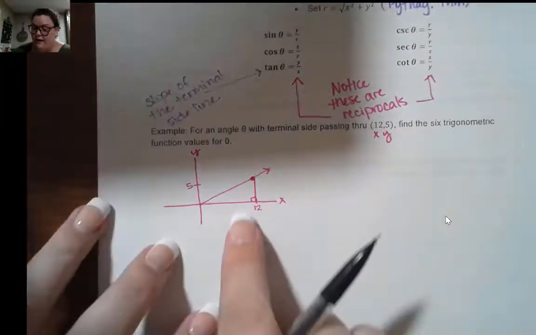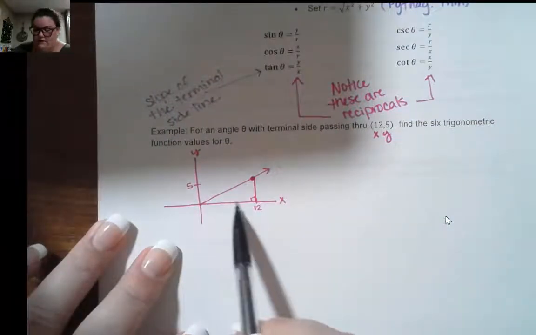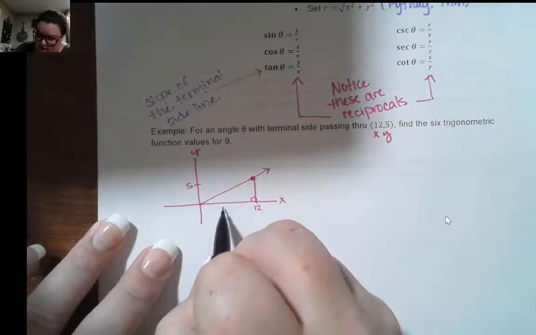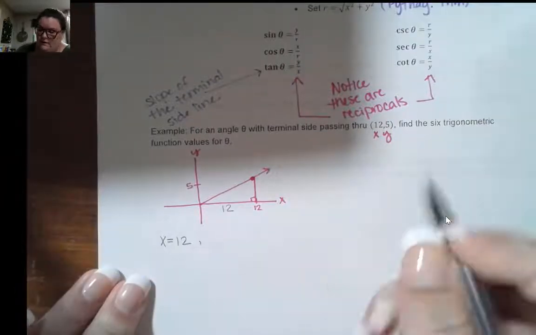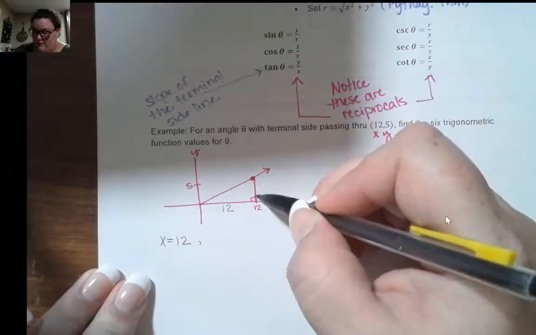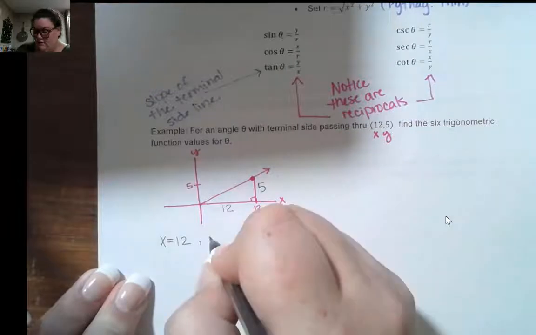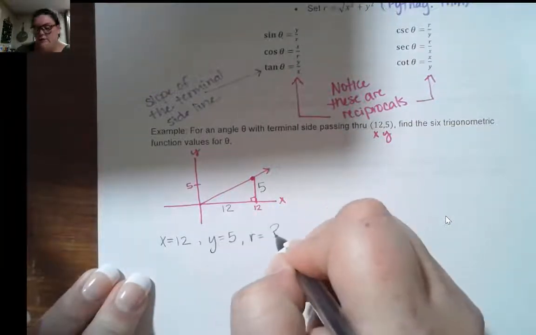So x and y I can get off of this point. I know that I went from 0 out to 12, so my x value is 12, and I'm going to go ahead and write them down here. X is 12. I know that my y value is this distance, which is 5. So y is equal to 5, and now I just need to figure out what my r distance is.